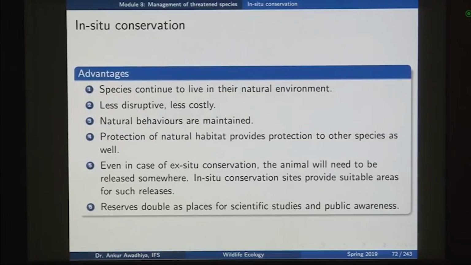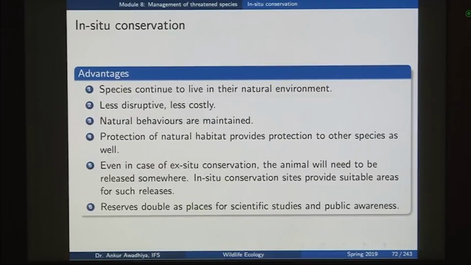Now, in situ conservation gives us certain advantages over the ex situ conservation, and at the same time it also suffers from certain disadvantages as compared to the ex situ conservation. So, when we are talking about in situ conservation, you can think about, say, a tiger reserve. But should you keep a tiger in a tiger reserve, or should you keep a tiger in a zoo? In both the instances, we are trying to conserve the tiger.